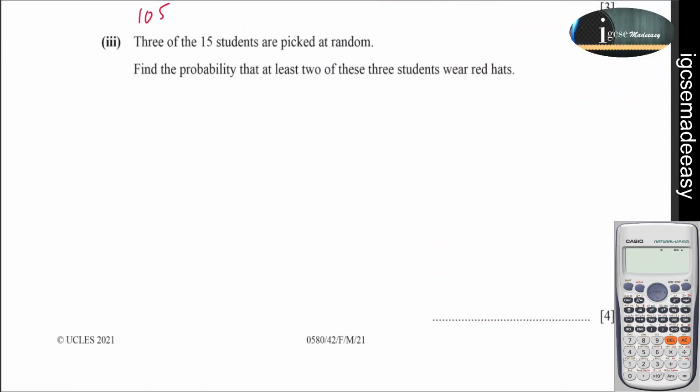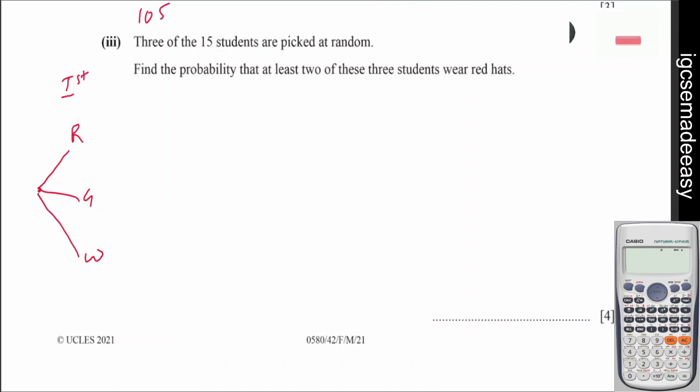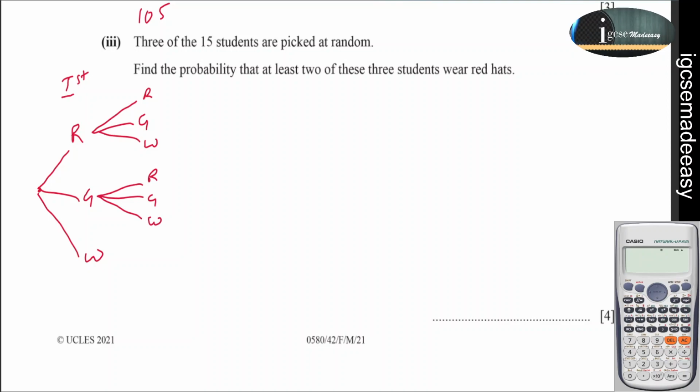Part 3. 3 of 15 students are picked at random. Find the probability that at least 2 of these students wear the red hat. So let's draw the tree diagram to make it much more clear. I'll start from a point. I'll write over here red, then green, and then white. This is the first pick, right? If I'm picking again, then I write red, green, and white, red, green, and white, red, green, and white.